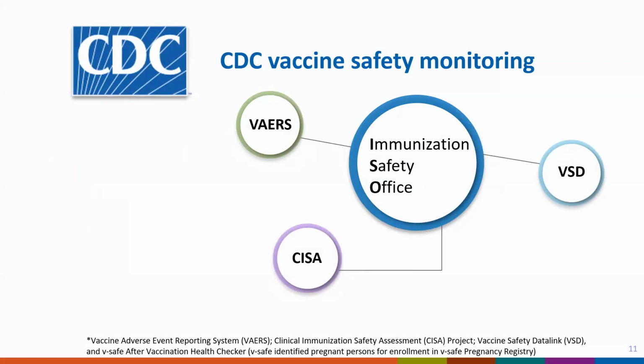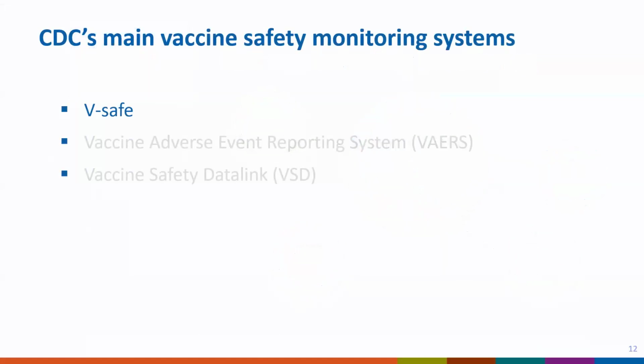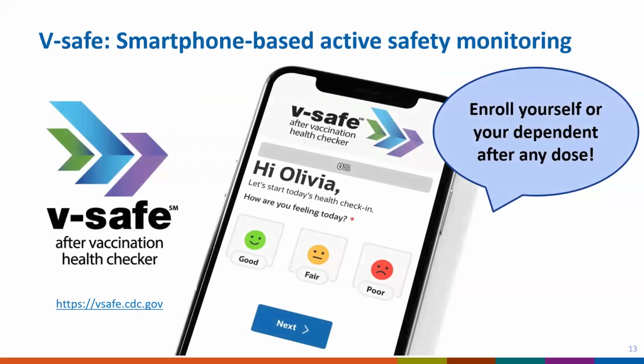And I won't be describing CISA this time. And for COVID, there's also the vSafe system, and I'll describe that. It was set up specifically for COVID. So what is vSafe? This was the promotional advertisement to encourage enrollment in vSafe, which is a smartphone-based active surveillance system. You may remember this when you got your first COVID vaccine doses. And the CDC promoted vSafe very heavily early on in the COVID vaccination program.